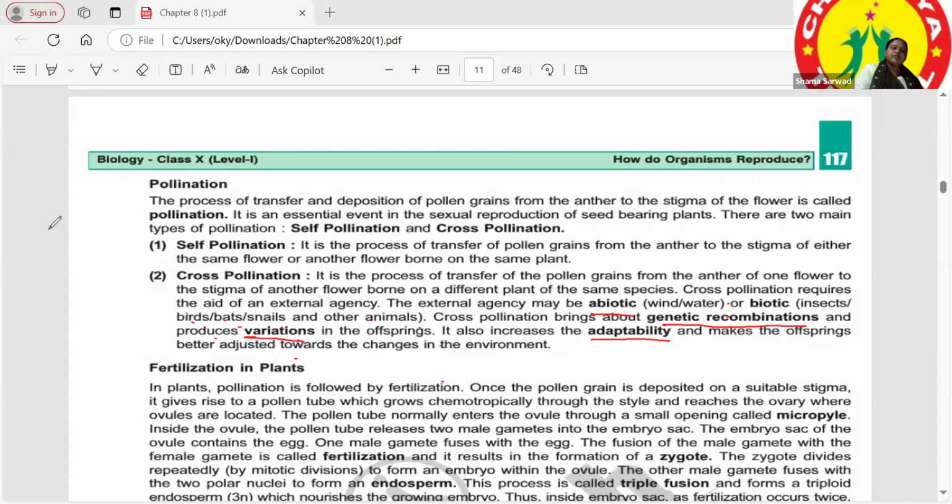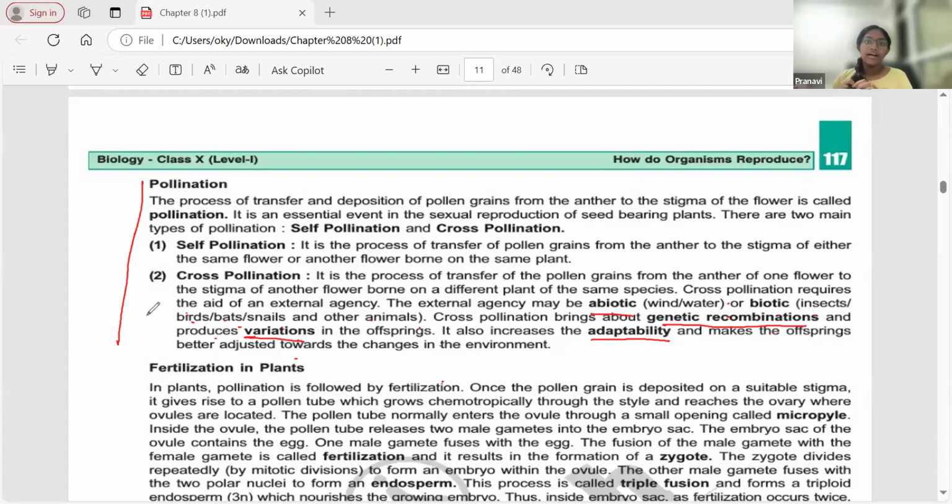If somebody asks you to write a short note on pollination, this part is really very important. Here they haven't given you the diagram for self-pollination and cross-pollination. I'll post it directly in your group. So go for it.